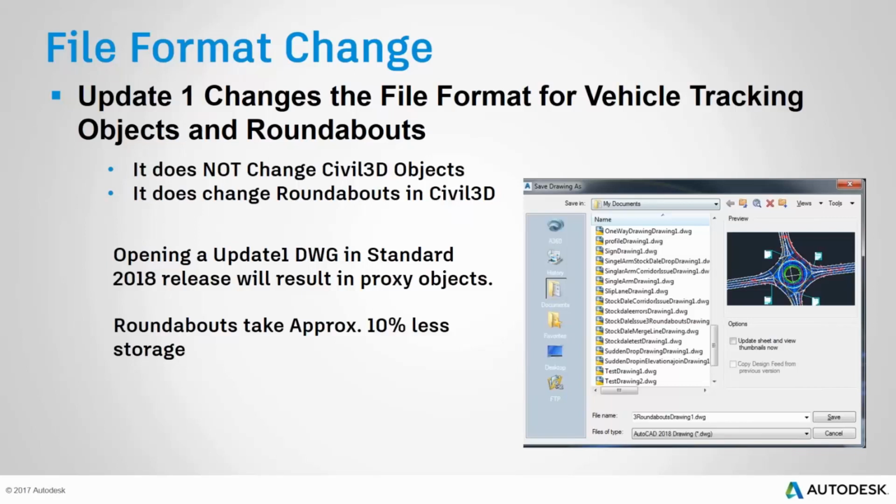If you open an update 1 drawing in standard Civil 3D 2018 or with standard Vehicle Tracking 2018, you will get a warning about proxy objects, and the objects will stay as proxy. They're not destroyed, they're not changed or lost. As soon as you upgrade to update 1 or open it on a machine with update 1, the objects will become editable again. I would also point out, because of the file format change, we have reduced the file size that a roundabout takes to store in the drawing by approximately 10%.